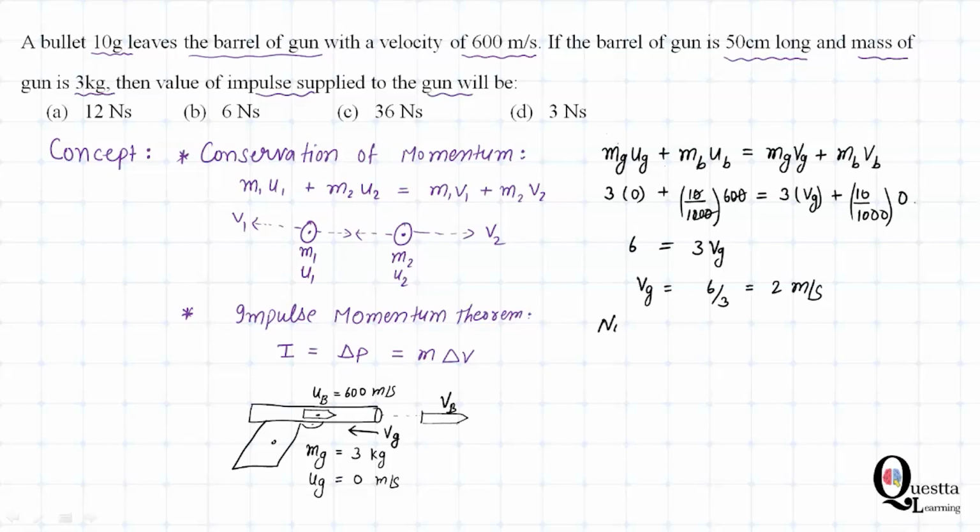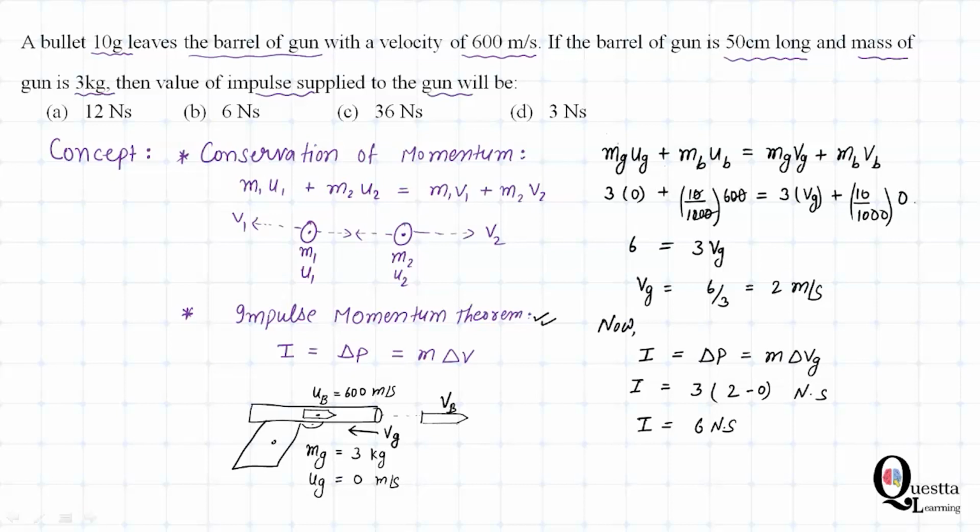Now we will use impulse momentum theorem. So from here we can write I is equal to delta P, or we can write this as m times delta v of gun. So from here we can write I equal to mass of the gun is 3 and change in the velocity of the gun will be 2 minus 0, and now this will be in newton second. So on solving this we will get impulse I equal to 6 newton second.